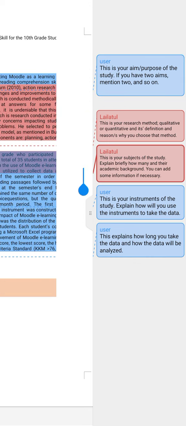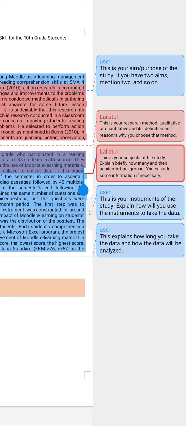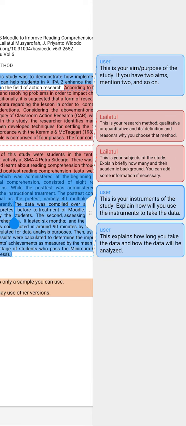Okay, next, this is about subject of the study. Subject of the study is the participants that you are going to take the data from. The example states SMA Petra Sidoarjo. If your subjects of the study will be the students of STKIP PGRI Sidoarjo, so you can state that. It is better if you give the information about your subject of the study clearly.